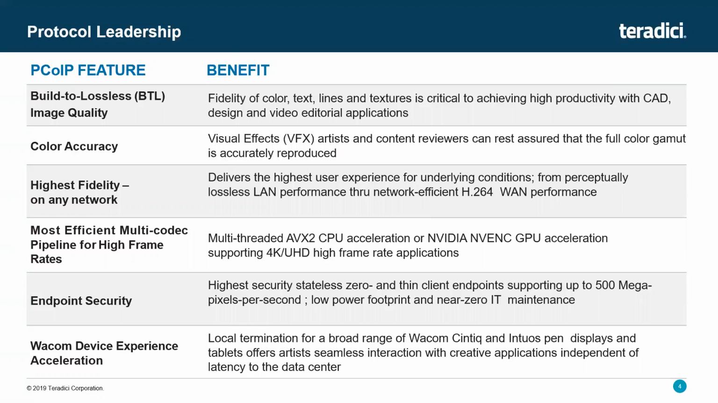And in a fully lossless manner, actually, as we talk about the first point, the build-to-lossless capabilities of PCoIP. Fidelity of color, text, and line is very critical for certain industries, such as media entertainment, or in the AEC, the CAD space, even things like oil and gas, where if this color was slightly off, it means the difference between missing an oil deposit and seeing that oil deposit. So for those use cases that are highly graphically intensive, where users have the highest demand for color accuracy and reproduction, PCoIP is fantastic for that use case.